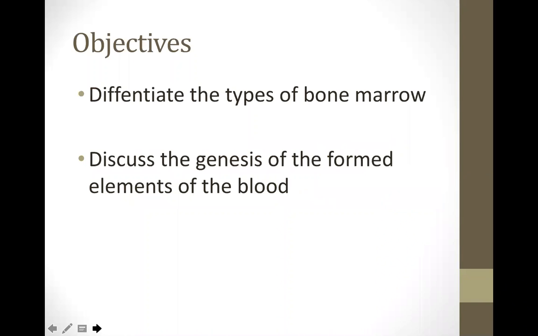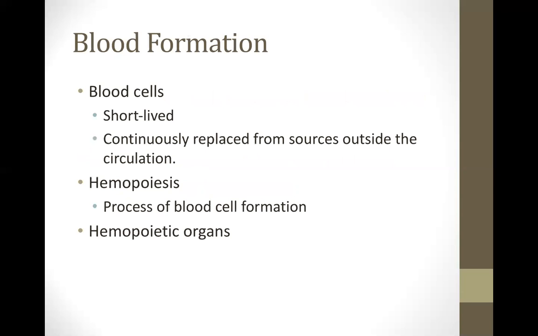Our objectives for this morning are to differentiate the types of bone marrow. We have actually two: red bone marrow and yellow bone marrow. And we will be discussing the genesis of the formed elements of the blood. Now, as medical laboratory science students, this is our bread and butter. Kahit mag-medicine kayo, ito ang edge natin as medical technologists: the blood cell.